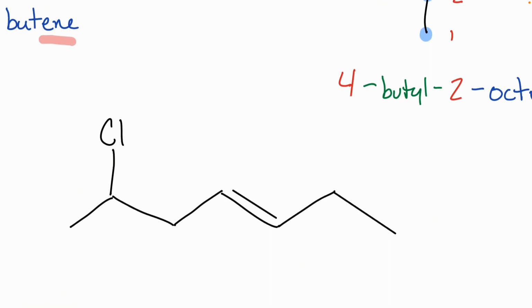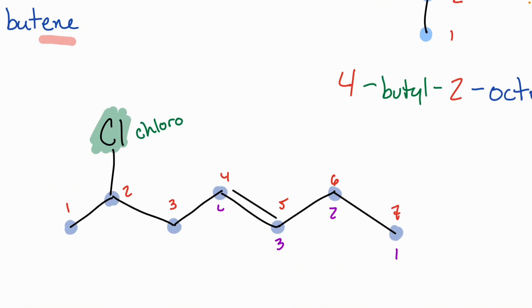All right. And then for this last one here, started off the same, where I'm going to identify my parent chain. 1, 2, 3, 4, 5, 6, 7 carbons. I'm going to identify my substituent, this chloro group here. I'm going to number my parent chain. I can go my 2 directions, 4, 5, 6, 7. Or go the other way, 1, 2, 3, 4, 5, 6, 7.